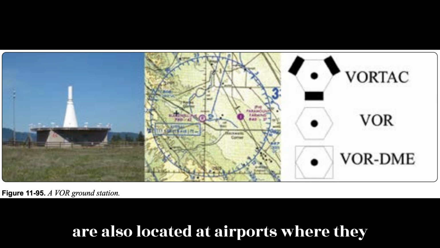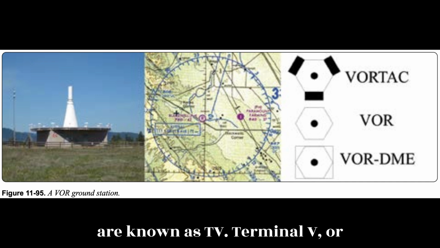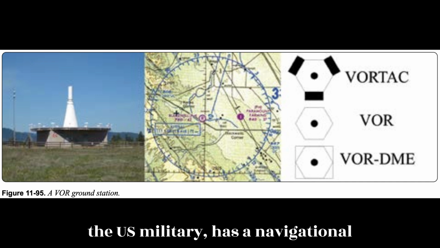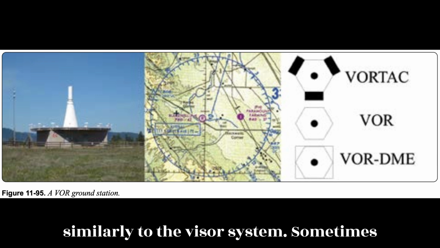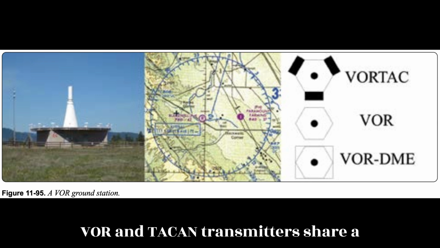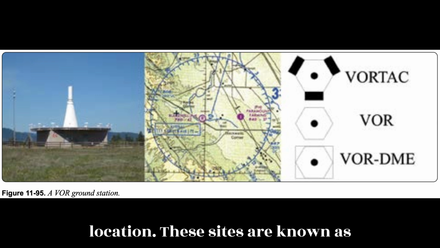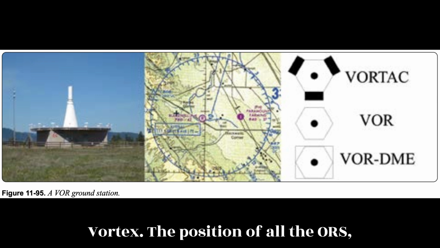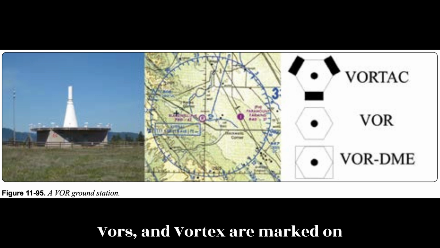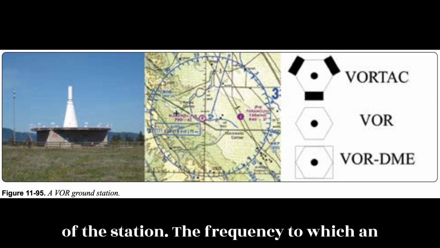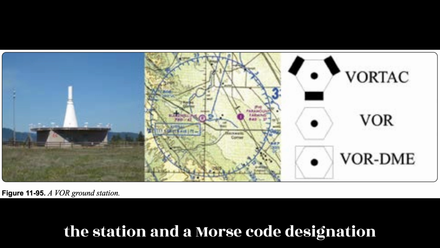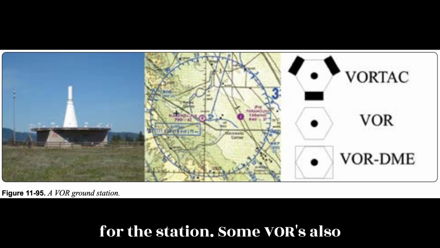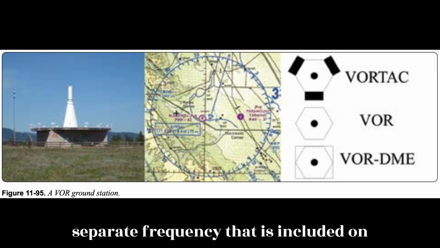Ground VOR transmitter units are also located at airports where they are known as TVOR, Terminal VOR. The U.S. military has a navigational system known as TACAN that operates similarly to the VOR system. Sometimes VOR and TACAN transmitters share a location. These sites are known as vortacs. The position of all VORs and vortacs are marked on aeronautical charts along with the name of the station, the frequency to which an airborne receiver must be tuned to use the station, and a Morse code designation for the station. Some VORs also broadcast a voice identifier on a separate frequency that is included on the chart.